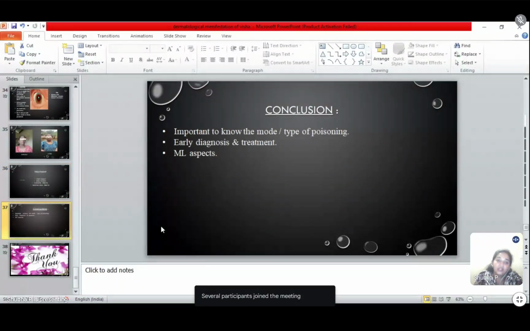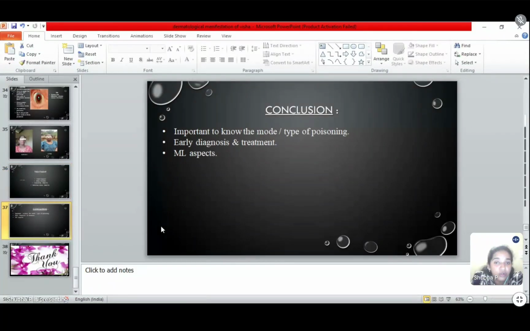Likewise, if you want to conclude this, as I've mentioned, it is important to know the mode and type of poisoning and other factors which will modify the action of Visha, especially in chronic cases. If it is more than 1 year, it is almost a Dushivisha case. Again, accordingly, it needs to be diagnosed and treatment needs to be planned. Medico-legal aspects also have to be kept in mind while treating a Visha case. As I've mentioned, in a few cases malingering and faking is possible, so that needs to be considered. So with this I conclude my presentation, and if there are queries we shall keep it open for queries.